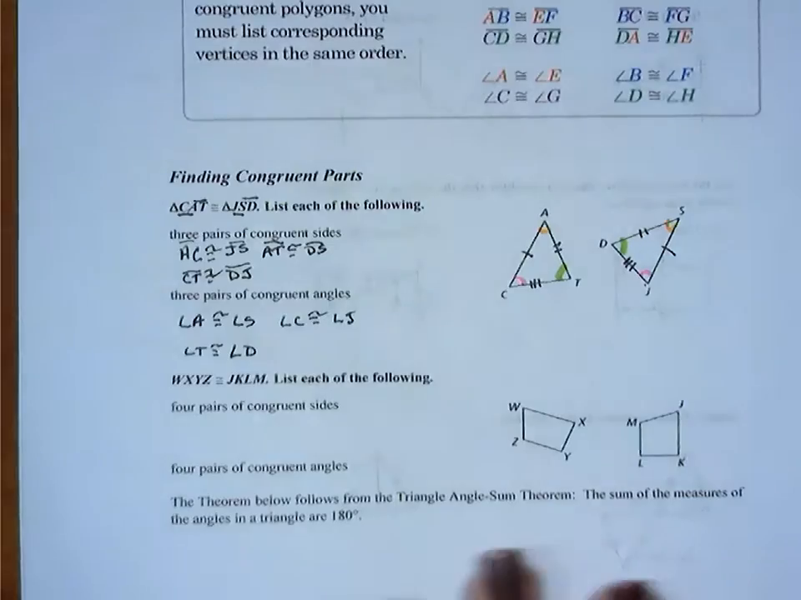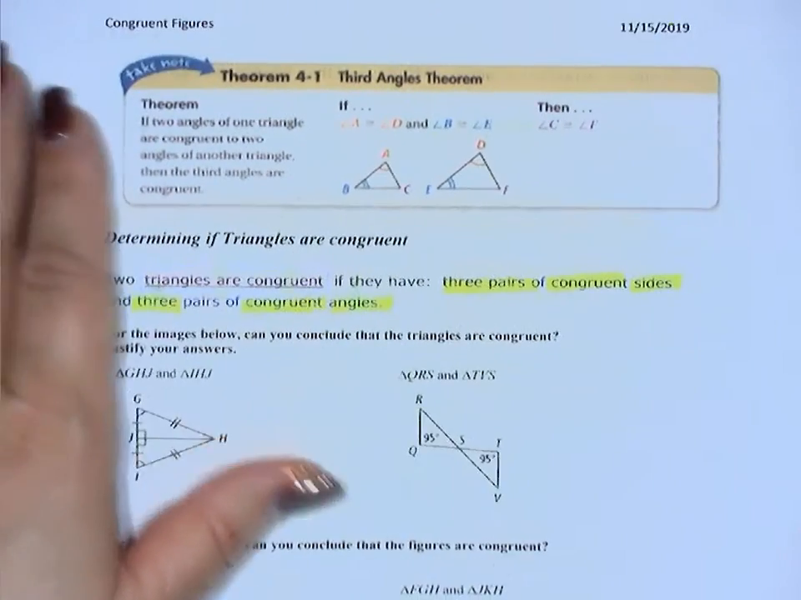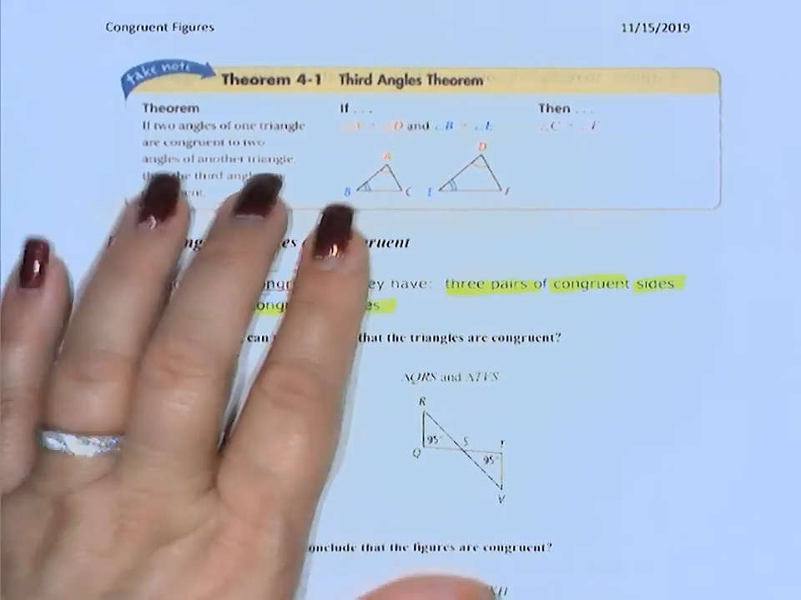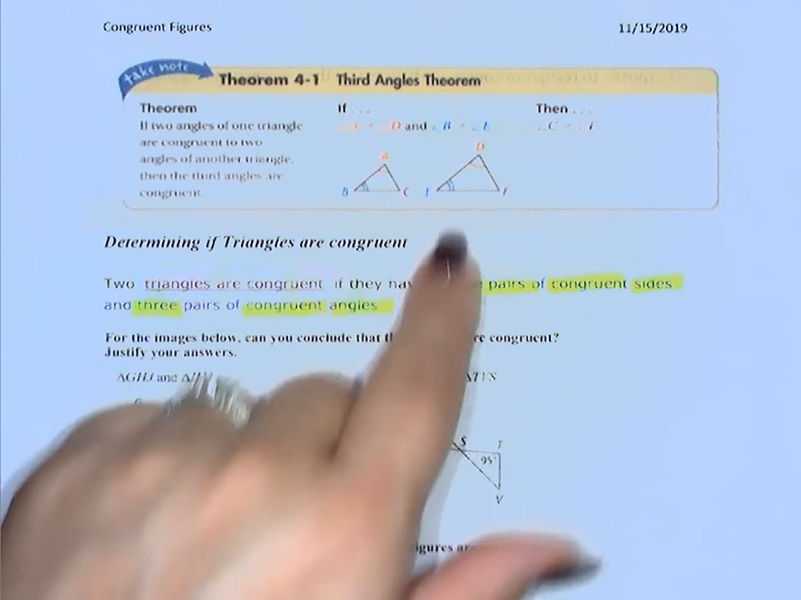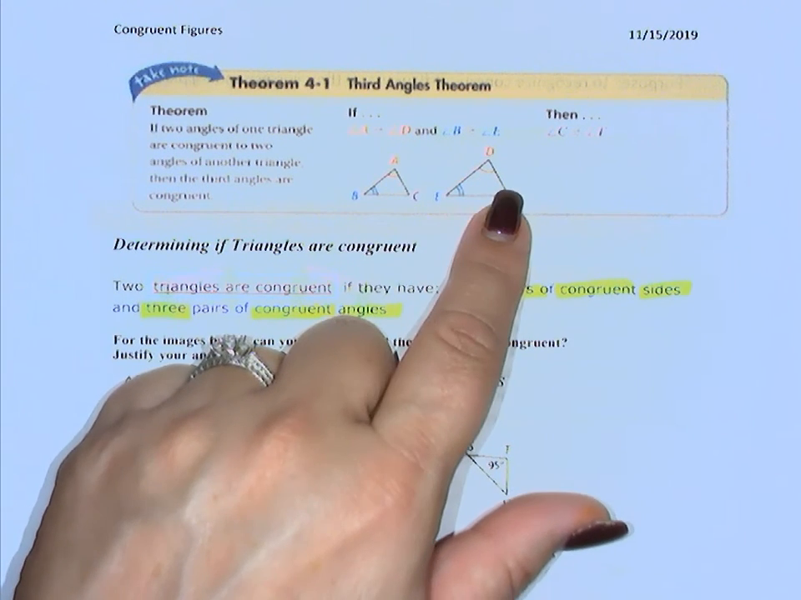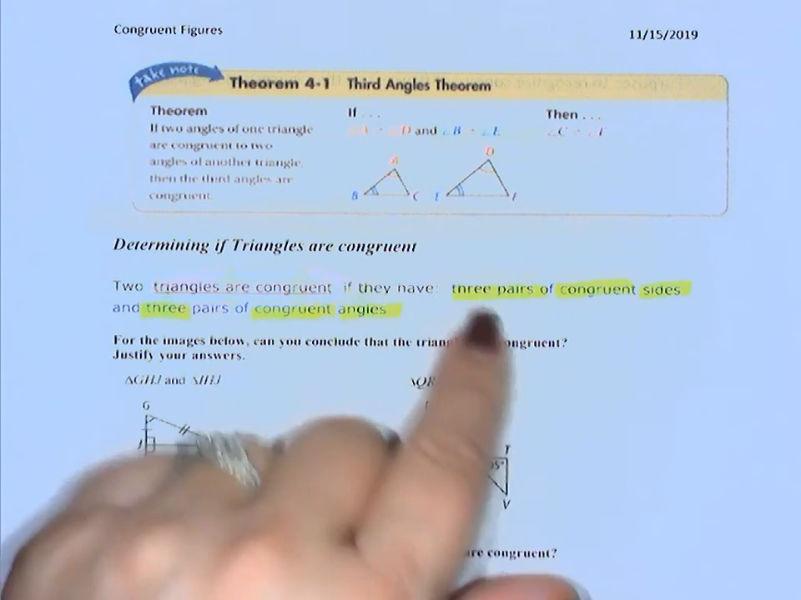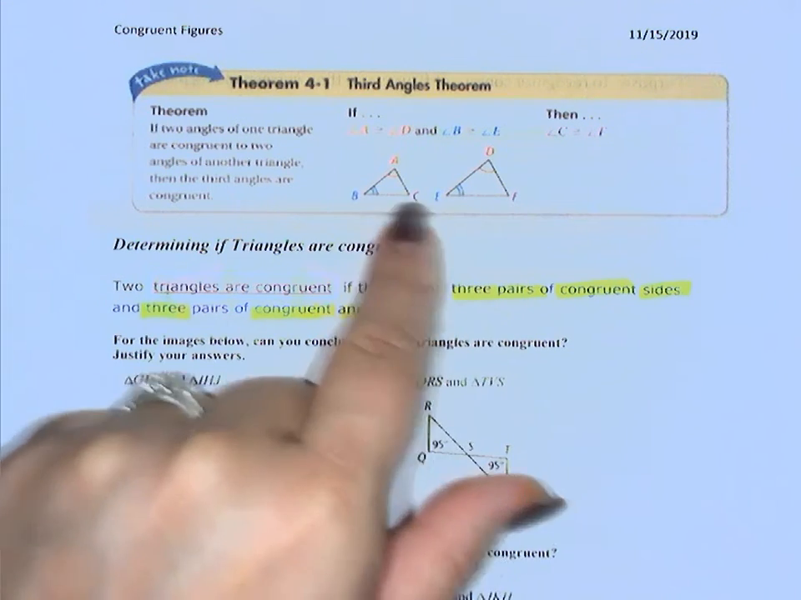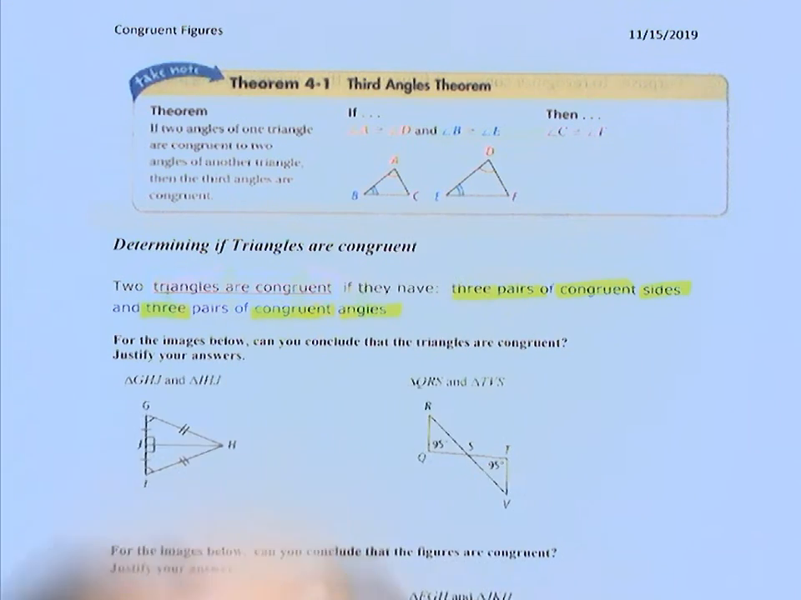Okay, the next part we're going to talk about is the theorem that follows from the triangle angle sum theorem, which says that all the angles inside a triangle add up to 180 degrees, right? This one says that if two of the angles inside a triangle are congruent to two angles in another triangle, then the third pair has to be congruent as well. So if A and D are congruent and B and E are congruent, then C has to be congruent to F. That's what the third angle theorem states.